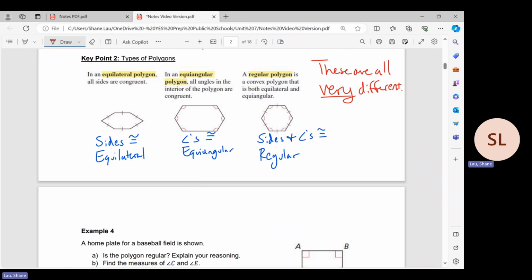But then our regular polygon creates the best of both worlds here, and we have everything very good, very nice, neat.